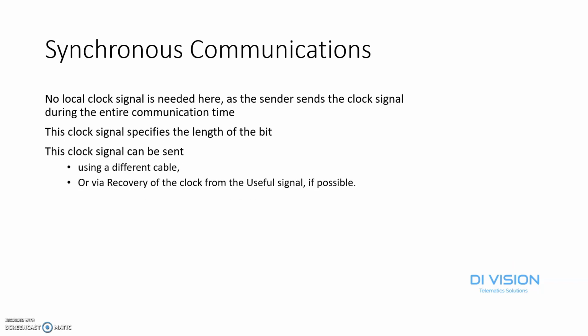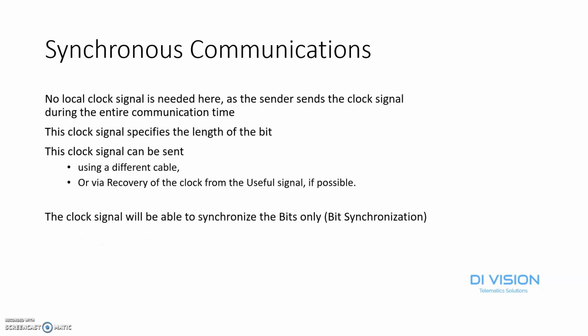It can be sent via a different cable, or the clock can be recovered from the useful signal if possible. The recovery of the clock signal is possible through various communication methods such as biphase, biphase mark, biphase space, alternate mark inversion, and so on. So the clock signal will be able to synchronize the bits only.